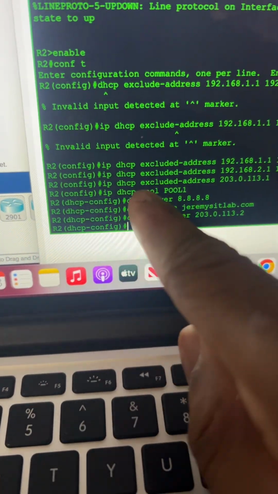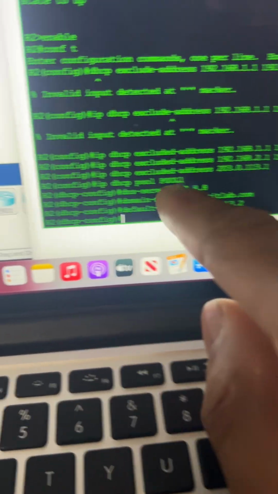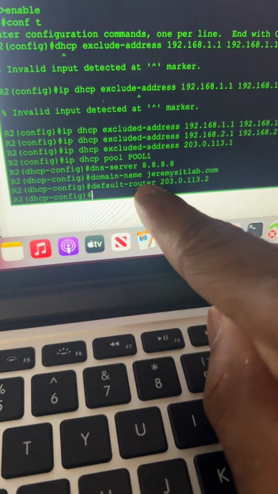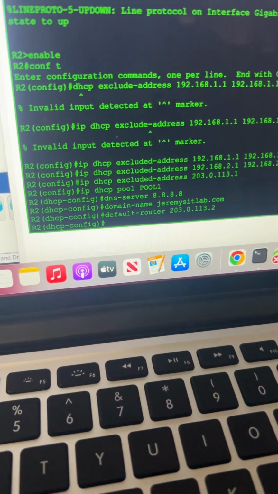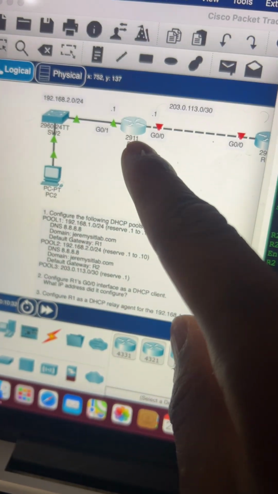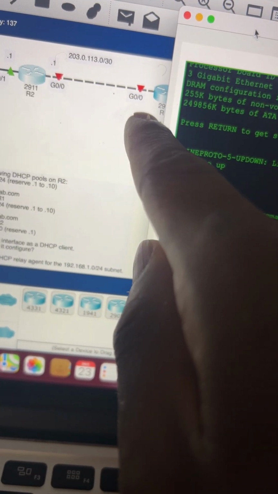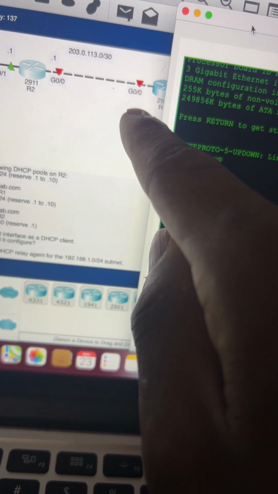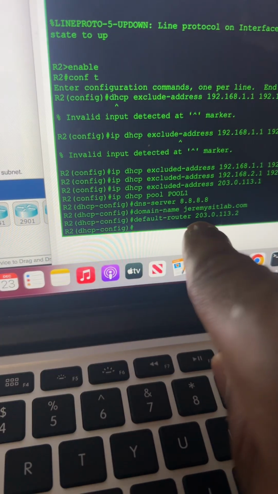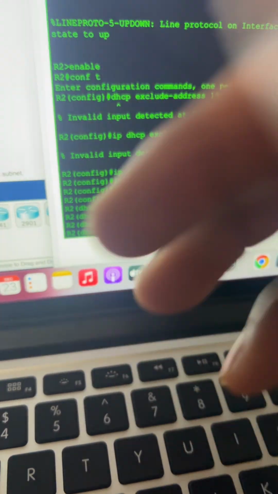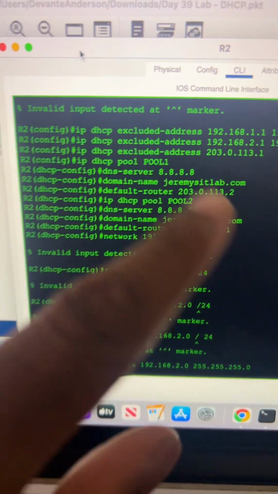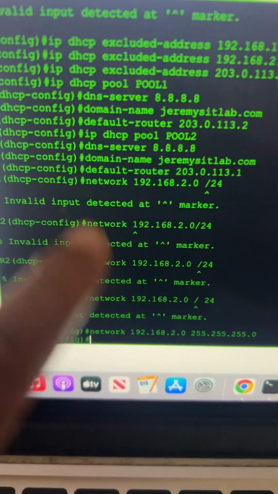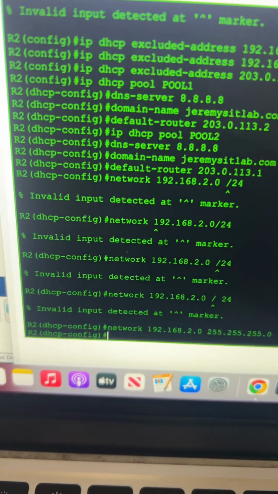Okay, so I created DHCP pool 1, this one right here, and I assigned the DNS server, the domain name, and the default router, which is the router of this interface, R1. 203.0.113.2. Okay, so I went and did it for pool 2. I forgot to do the network command. I'm about to go back and fix it.